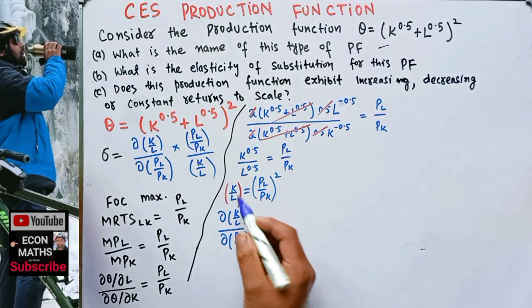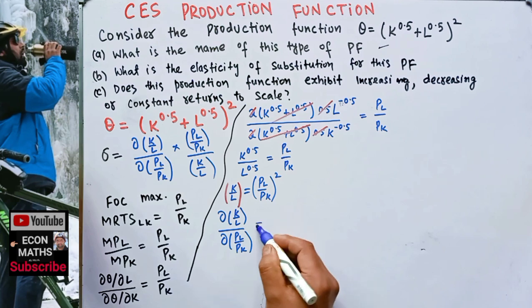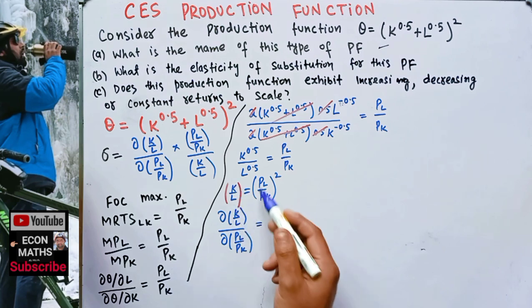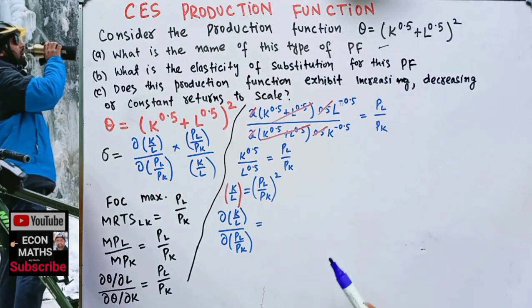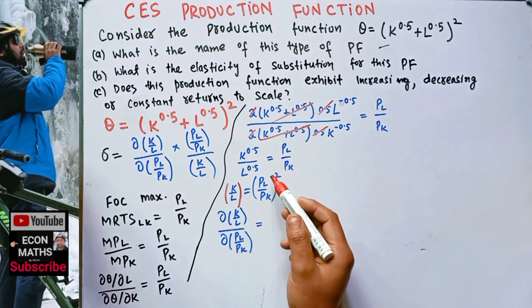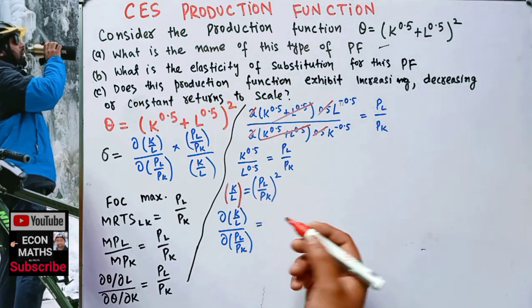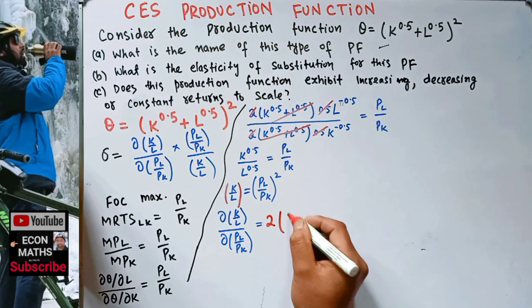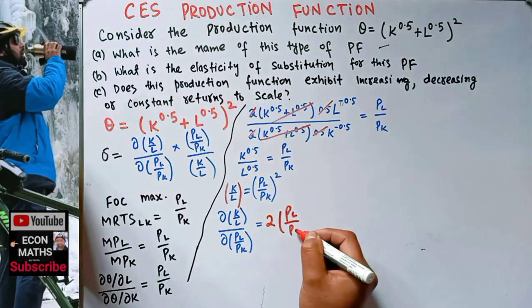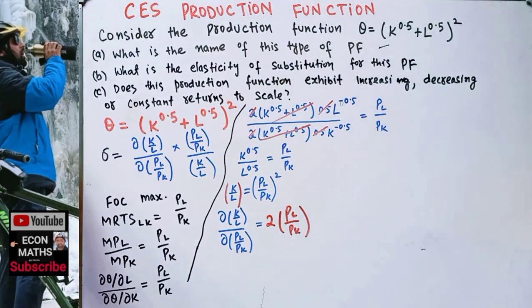Okay, so simply, this is a function: the capital-labor ratio is a function of the input price ratio. We take the derivative of this function with respect to the input price ratio. Taking the derivative, the exponent 2 becomes the coefficient, so we have 2 PL upon PK, and the exponent is reduced by 1, so it becomes 1 here.